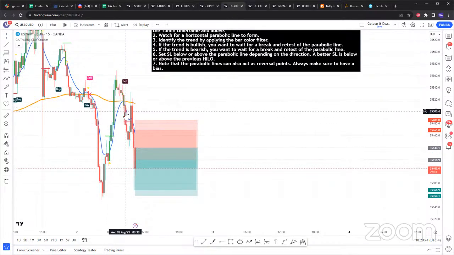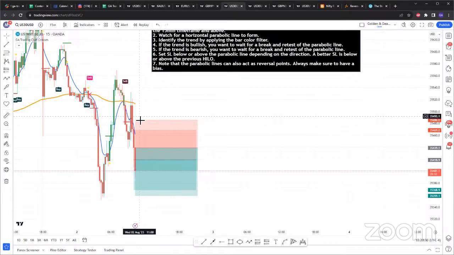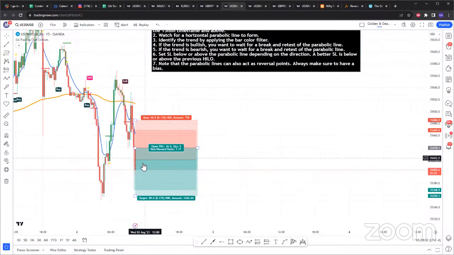You can see the sell trend started with this candle. So I don't want to be selling down here when the sell trend started at 35,480 and I'm getting at the trade at 35,380. That is 100 pip. Is it 100? Yeah, that is a 100 pip move that I would have missed.